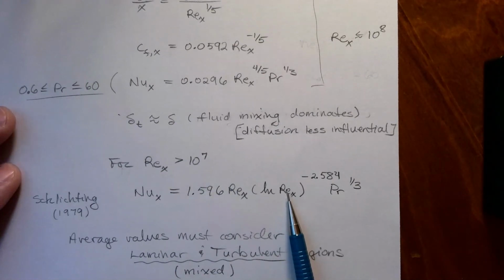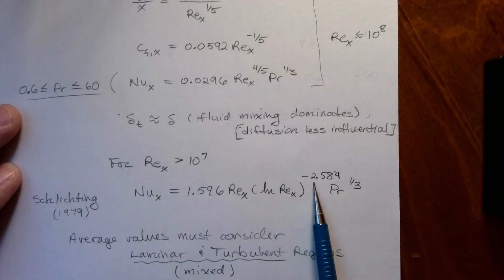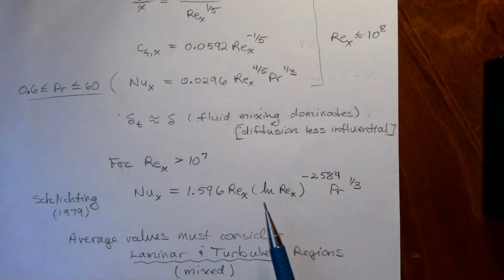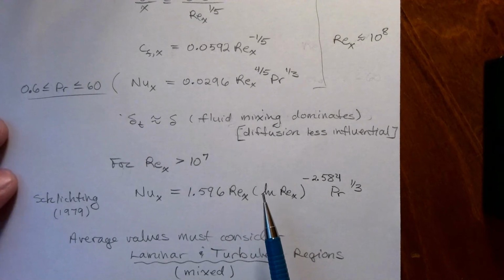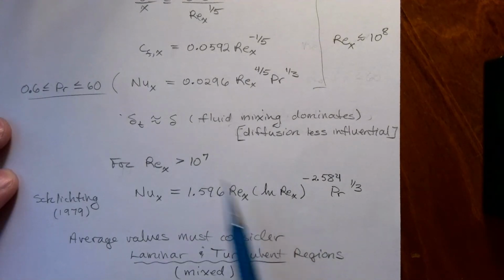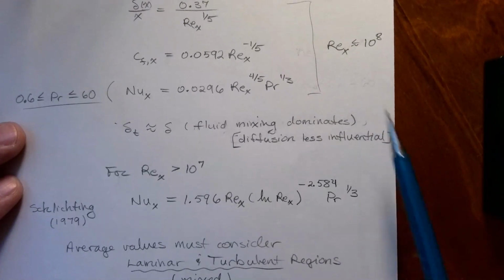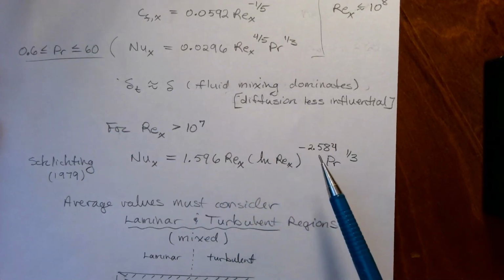Instead of a Reynolds number to the 4/5, you end up with a natural log of Reynolds number to the minus 2.584. This is drastically different, but it is the correlation that the researchers came up with and verified would correspond to very large Reynolds numbers, greater than 10 to the 7th and even greater than 10 to the 8th. So use these correlations until you get up to 10 to the 8th, and then transition to this correlation.